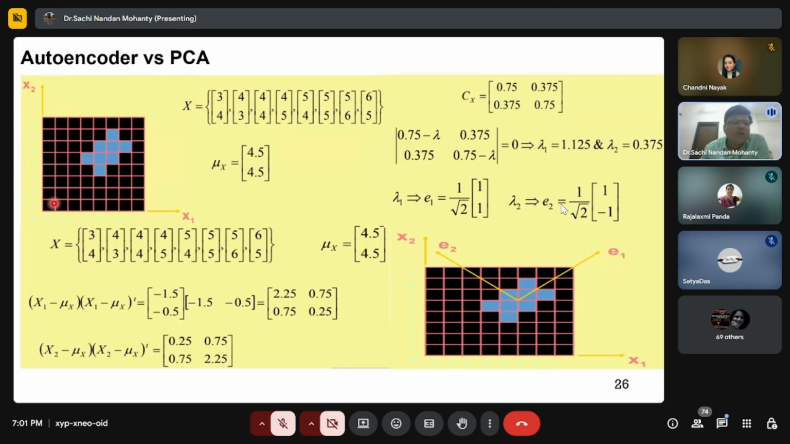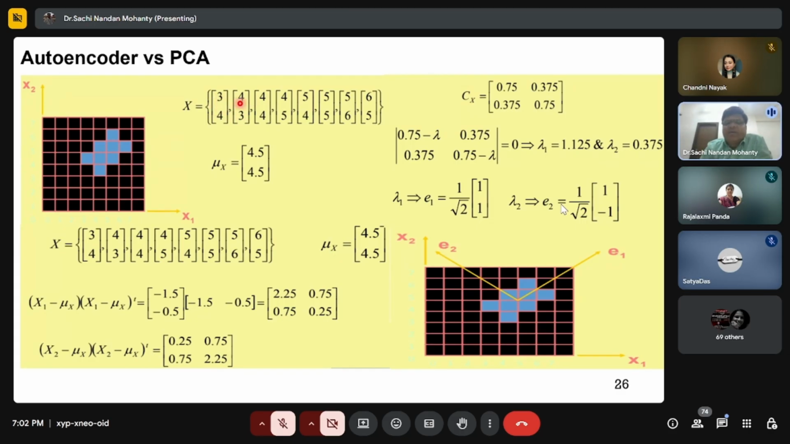Suppose 0, 1, 2, 3, 4. So 3, 4, I write 3, 4. Similarly, I have to collect all the pixel values. How many pixel values are there? 1, 2, 3, up to 8. So 8 numbers are there. In this way, I collect all the pixel value positions. Is that clear? Now, what is the next step?